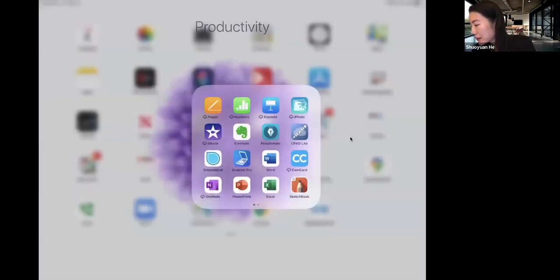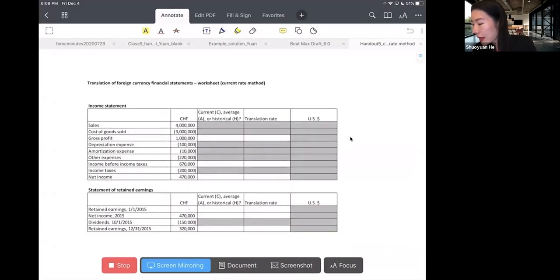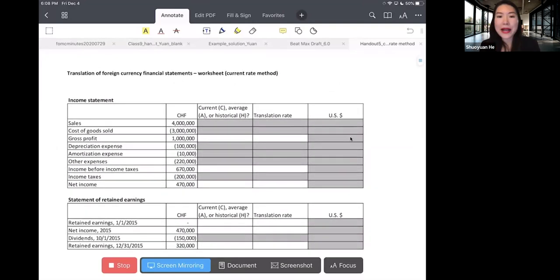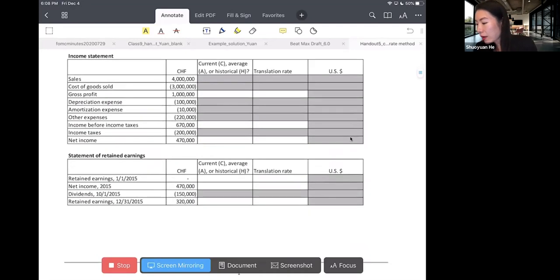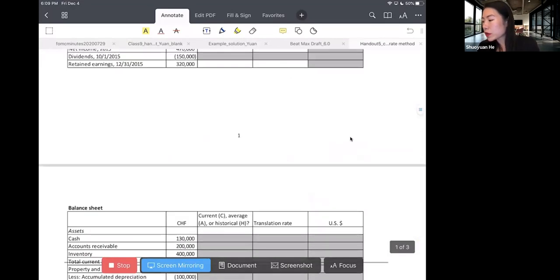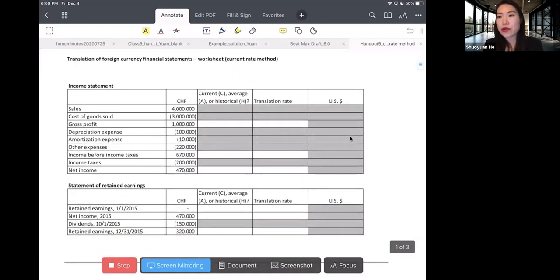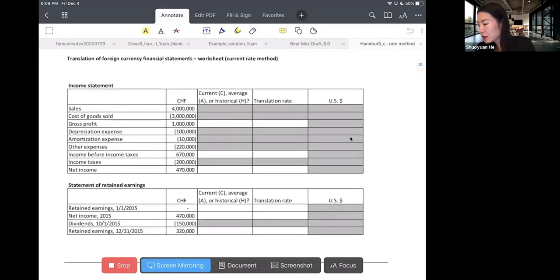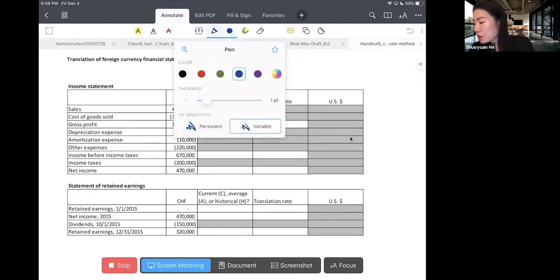So let's look at the handout. This is the blank handout. You can download it from your island. Basically, we already have the firm's 3 major financial statements here, and what we need to do is decide which rate to apply, and then we just do the translation, if the firm is using the current rate method.